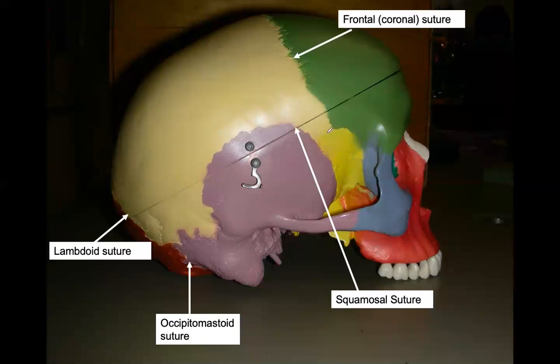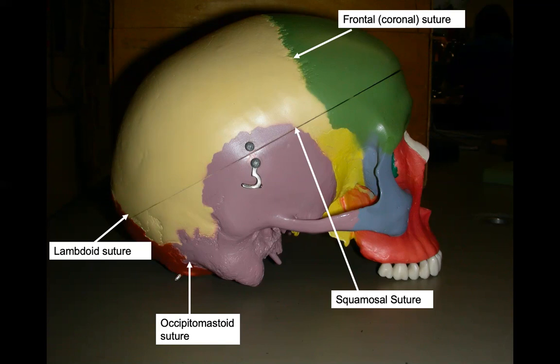The suture that can be found between the parietal and the temporal bone, so this line right here, is called the squamosal suture. The suture that is found between the occipital bone and your parietal bone is called the lambdoid suture. And lastly, the suture we have in this picture is the one that is connecting the mastoid process to the occipital bone. And literally the name of the suture is the combination of these two structures and bone. So it is called the occipitomastoid suture.